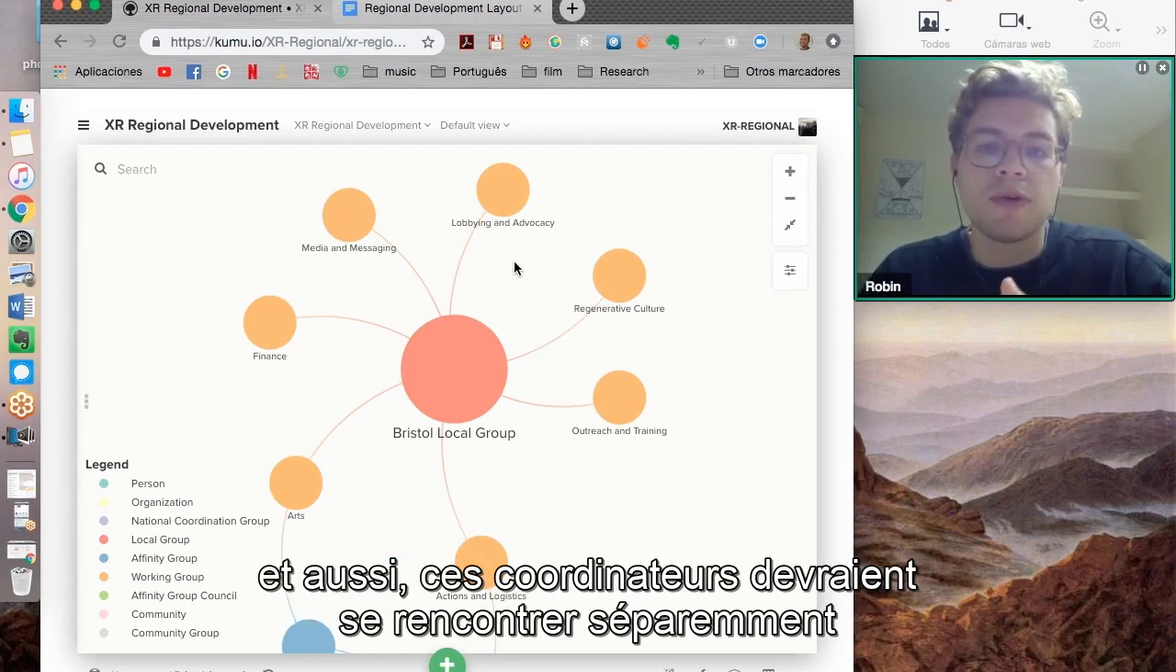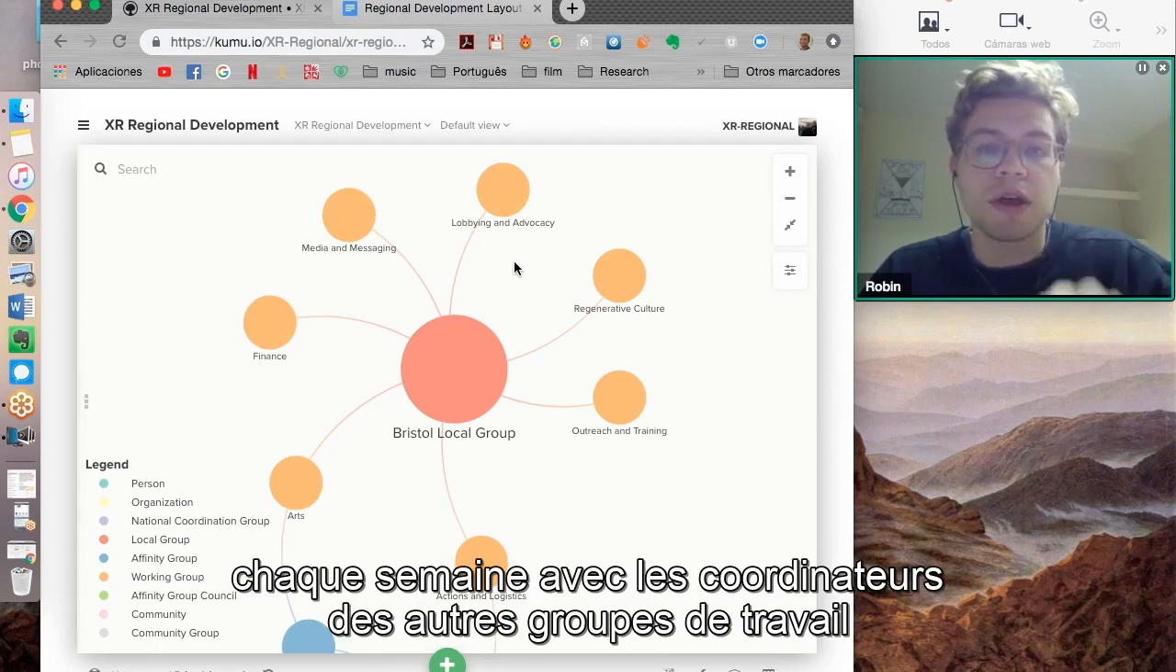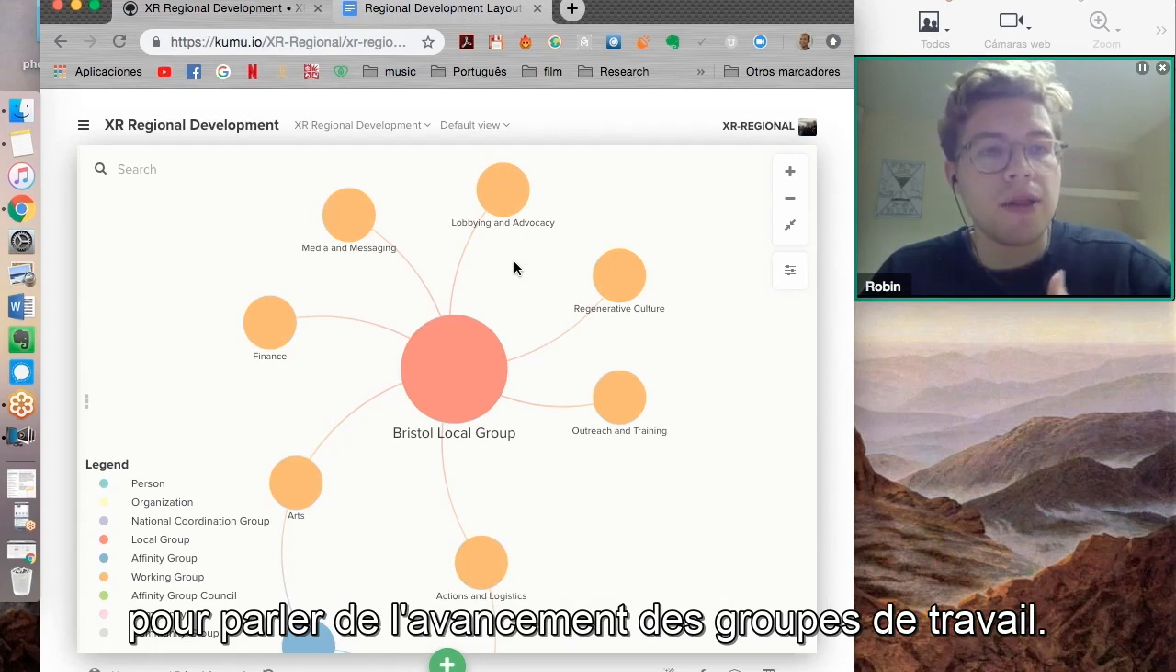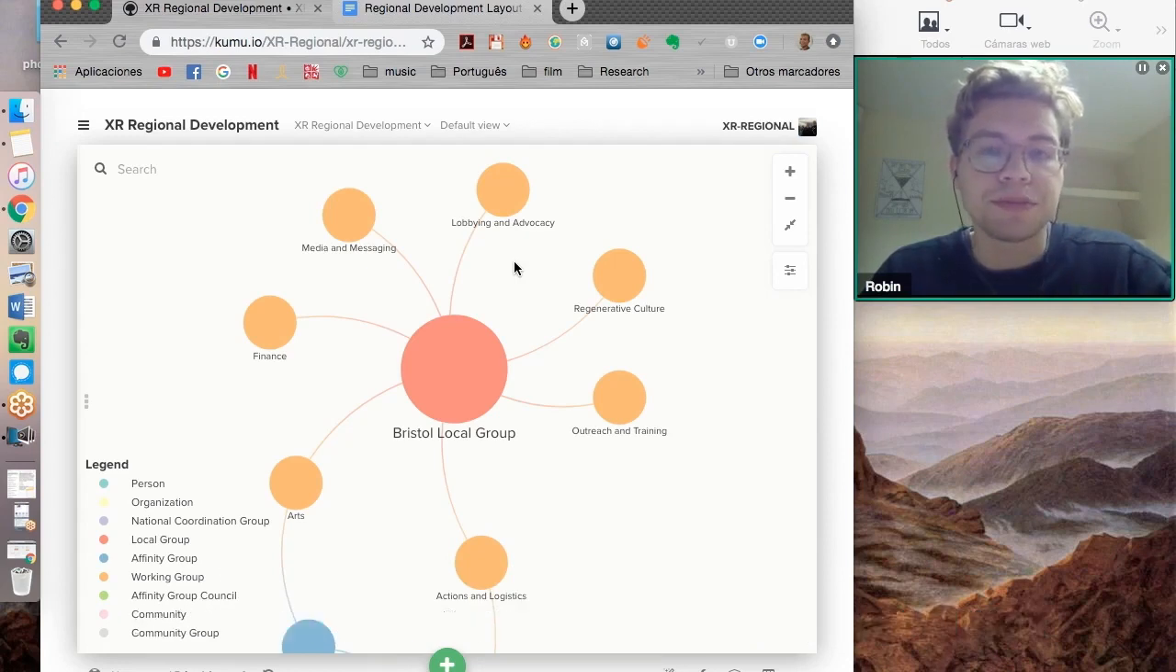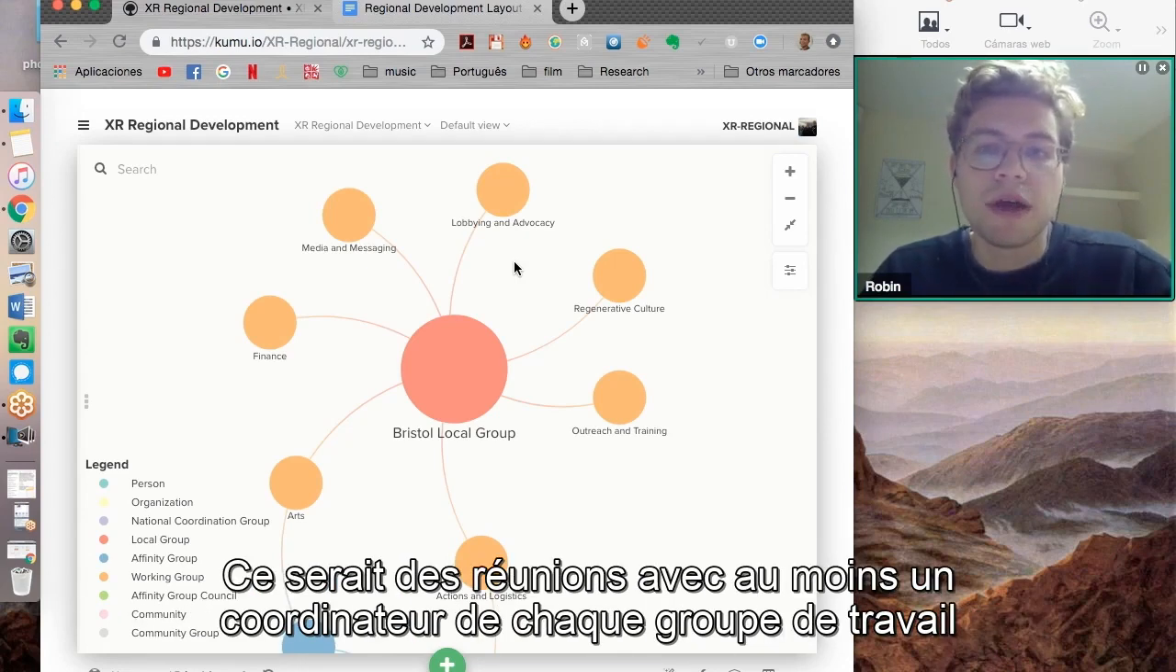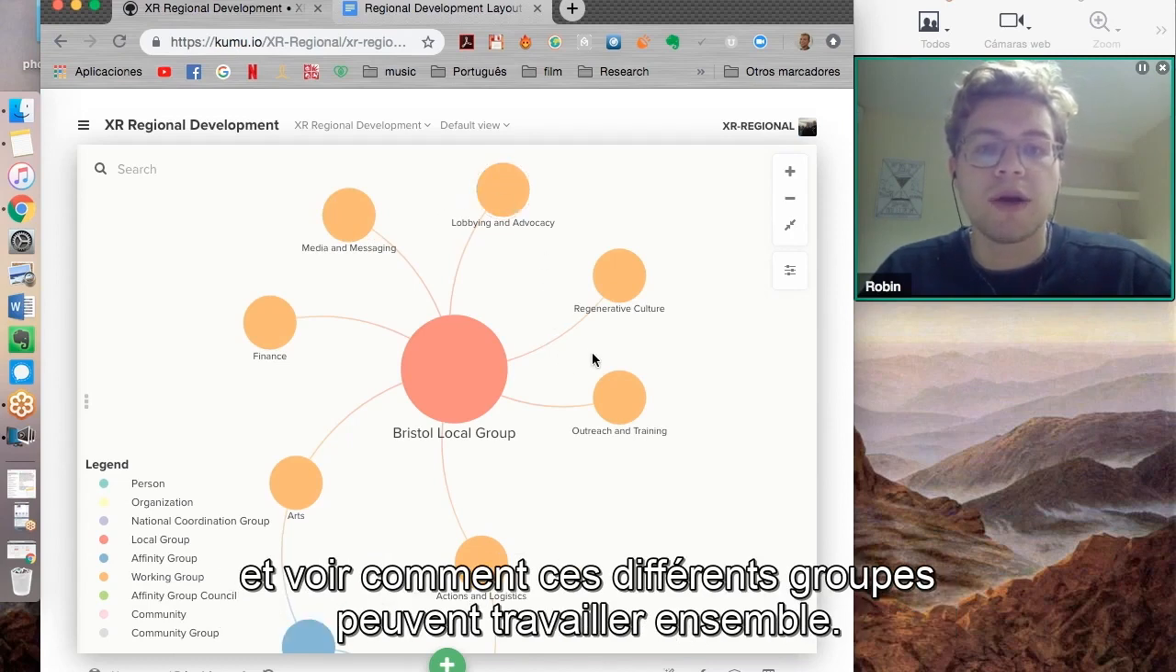But also these coordinators should be meeting up separately each week with the coordinators from the other working groups to discuss how the local group is developing. So this would be a separate meeting with at least one coordinator from each of the working groups to talk about how the different working groups can work together.